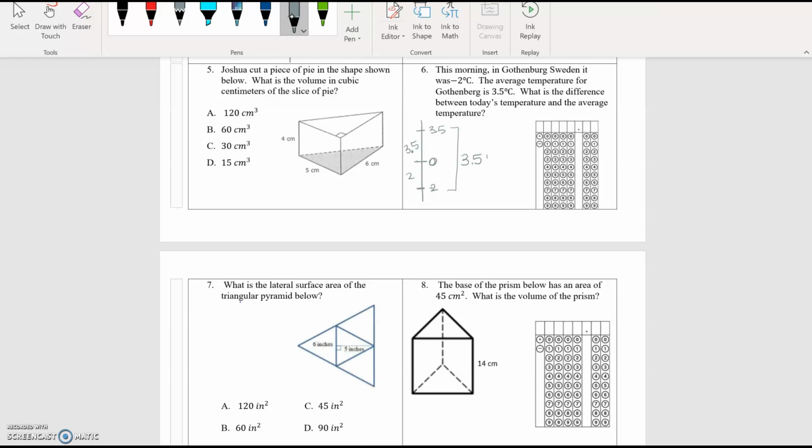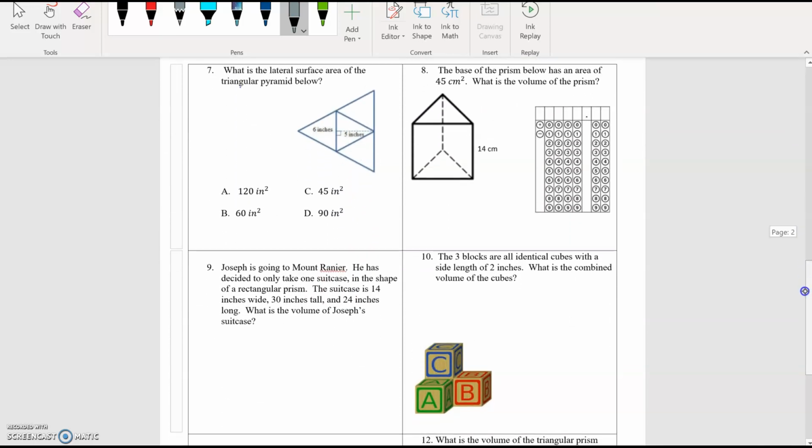And if it's asking for a distance, we're not talking about walking backwards. We're talking about traveling on a number line or a thermometer a distance. We can't go negative difference. The difference can never be negative. So make sure you line up your decimal and put it in your grid correctly.